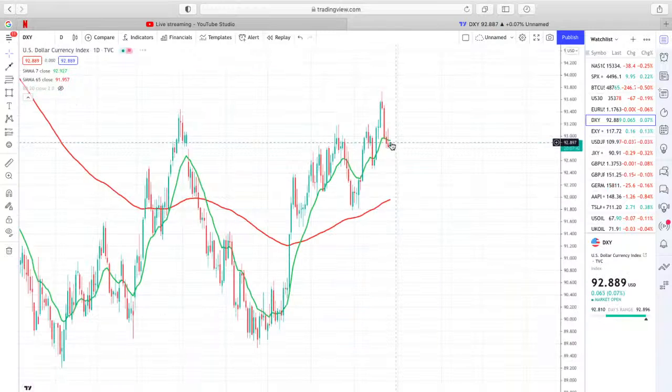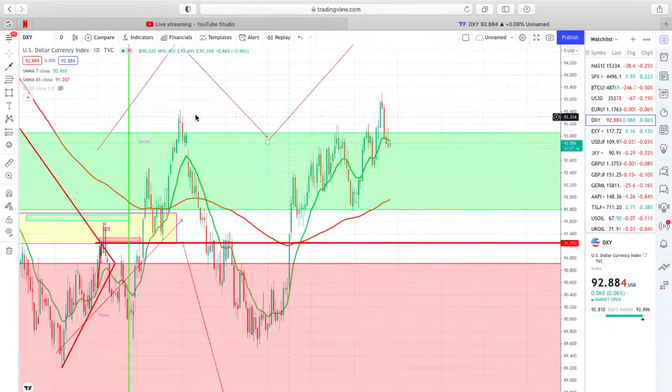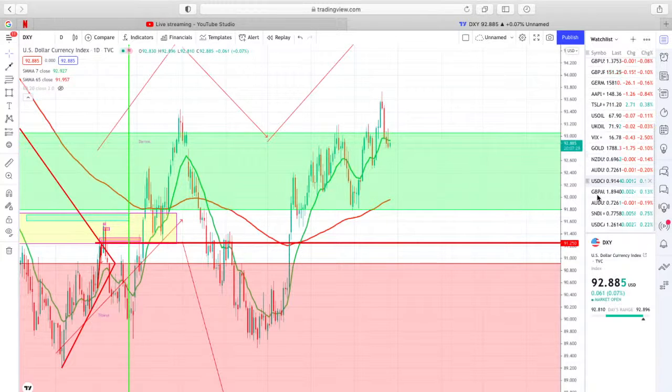So if the dollar index is in a strong supply area and should be looking to go down, but it's been making higher highs and higher lows, I'm kind of banking on this going down. If this is going down, gold should be going up. So let's go and look at gold.